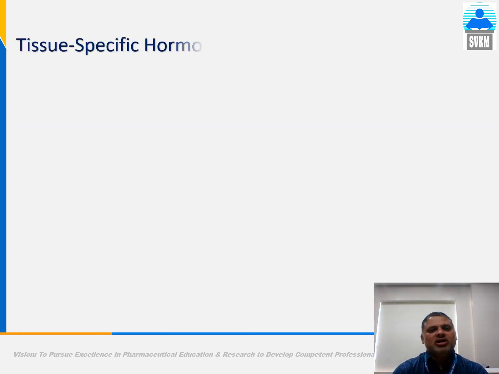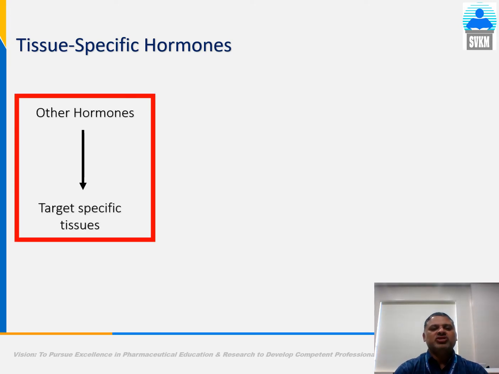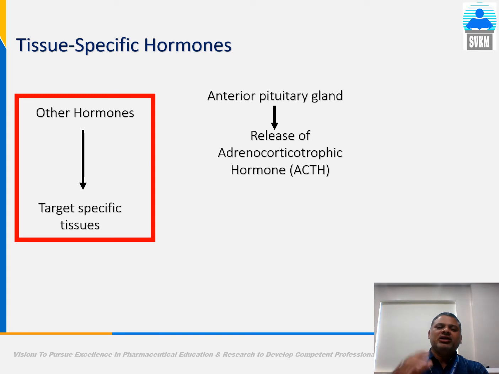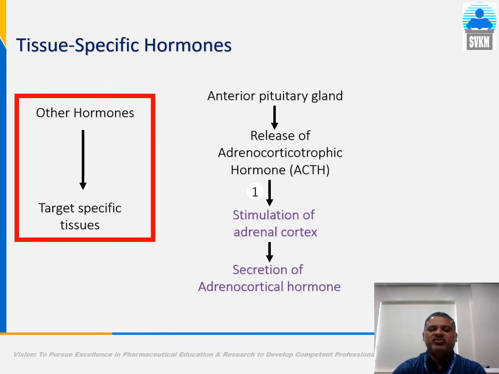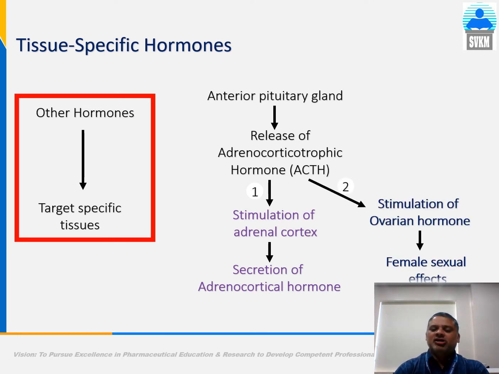There are some other hormones that are called tissue specific hormones. They are released from a specific site and target specific tissues. Take an example, the release of the adrenocorticotropic hormone, that is ACTH, from the anterior pituitary gland. Basically it produces a biphasic response, or two types of responses. For example, first it acts on the adrenal cortex, where it regulates the secretion of the adrenocortical hormone, and second, it stimulates the release of the ovarian hormone that ultimately affects the development of the sexual characteristics, particularly in the female.